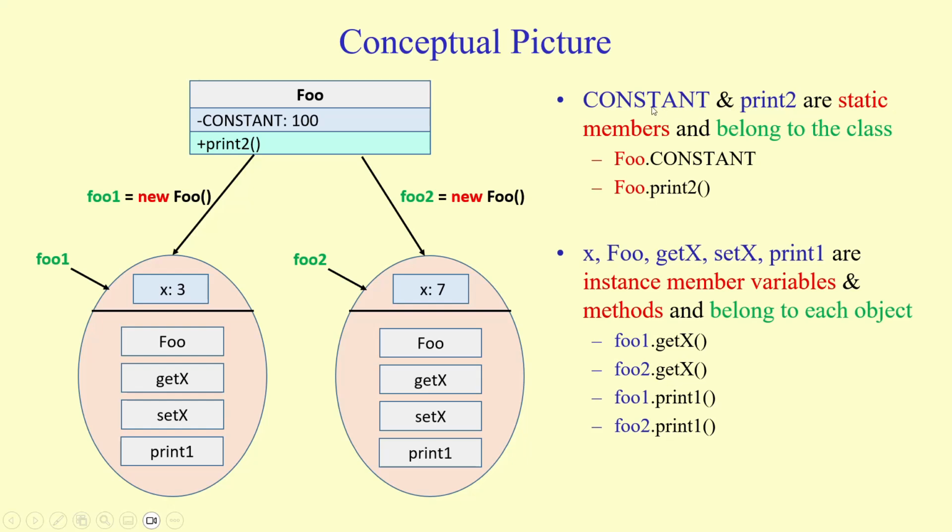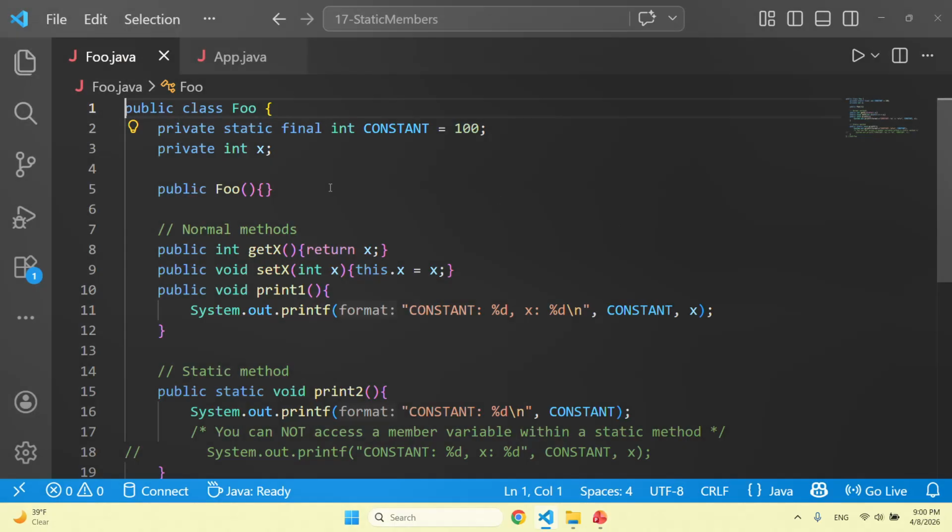So to summarize, constant and print2 are static members and belong to the class. So I need to refer to them as Foo.constant and Foo.print2. x, getX, setX, and print1 are instance member variables and methods and belong to each individual object. That's why I need to use an object reference. I need to first instantiate an object and then say foo1.getX, foo2.getX, or foo1.print1, and foo2.print1.